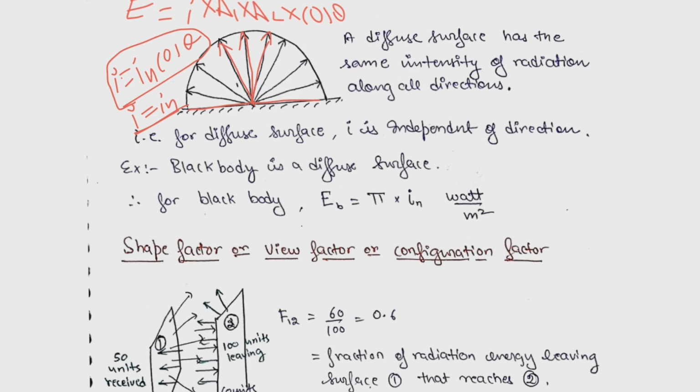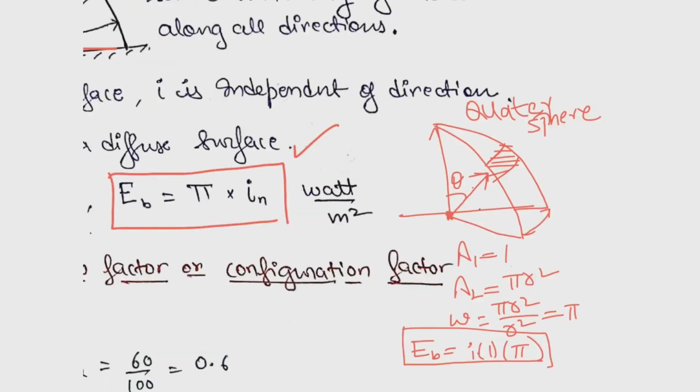Therefore black body is a diffuse surface. Therefore the intensity of a black body is same in all the directions. Therefore for a black body we just simply write E_B is equal to pi into I_N. This formula E_B is equal to pi into I_N is for a quarter sphere whose area is pi r square, and considering the area of the emitting body is equal to unity, you will get E_B is equal to I into pi, where I is equal to I_N for a black body. Okay, this is how it is actually derived. It is for a quarter sphere.